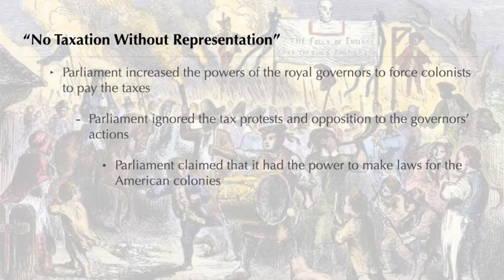To make people pay the taxes, Parliament gave the royal governors greater power. Colonists accused of breaking tax laws were thrown in jail. Parliament ignored petitions protesting the taxes and the governor's actions, claiming that it had the power to make laws for the colonies in all cases whatsoever. The cloud of tyranny seemed to be growing darker in the American colonies.